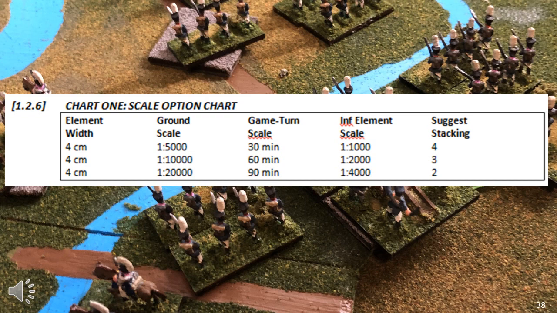The rules, because it's based on a board game, use hexes originally, and for the figure game version I use base widths for movement and fire range. Thus, this assumes you're using a base width of 4 centimetres. There are 3 troop scales from 1 in 1,000 to 1 in 4,000. Each troop scale impacts game turn scale and ground scale accordingly.